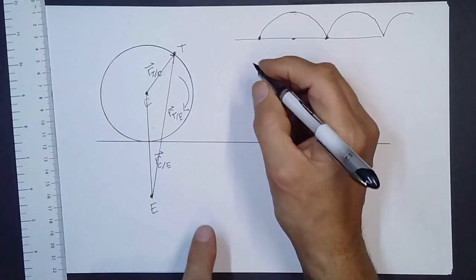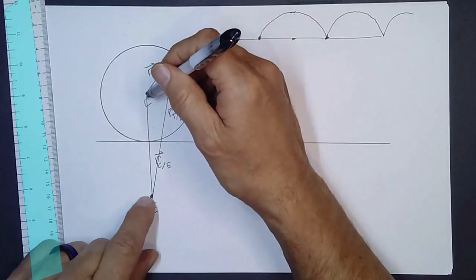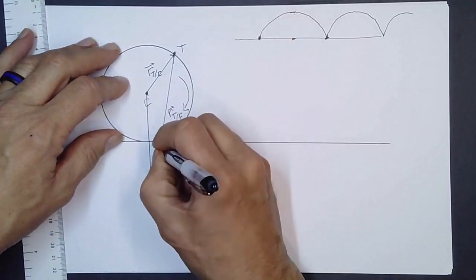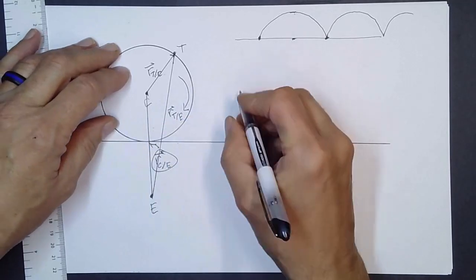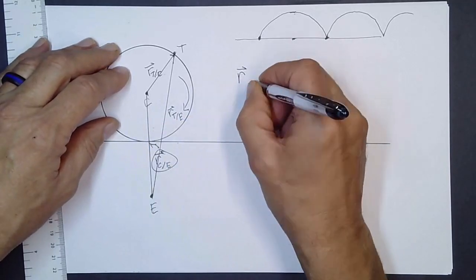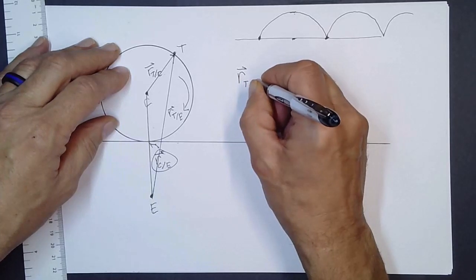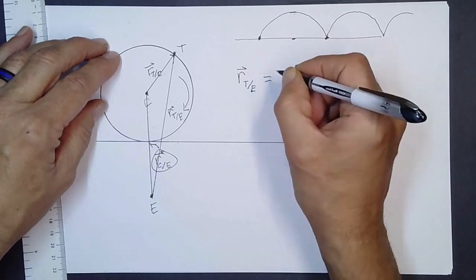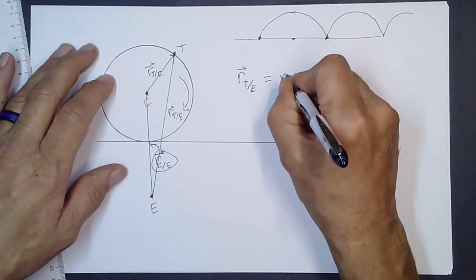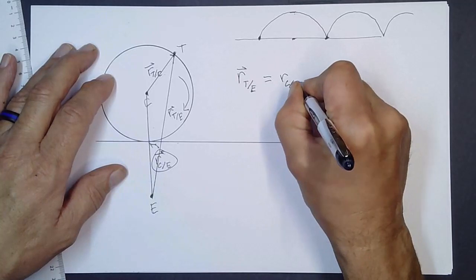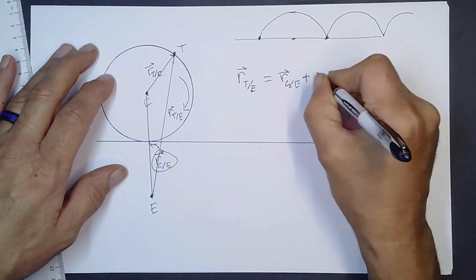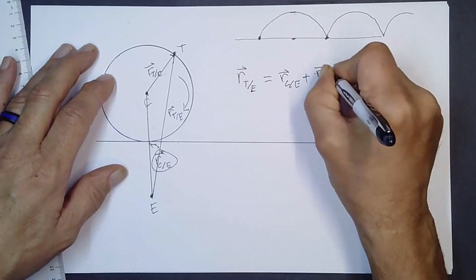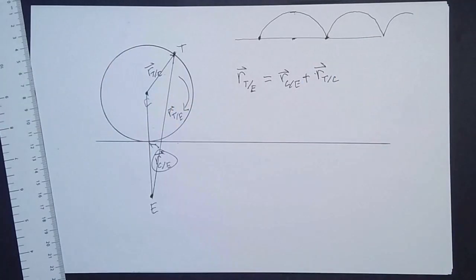And something that we can write is that this vector is equal to this one plus this one. I wrote it there. That refers to this one. Anyway, the position of a particular piece of tread on the tire with respect to the earth will equal the position of the center of the tire with respect to the earth plus the position of that piece of tread with respect to the center of the tire. So those are our position vectors.